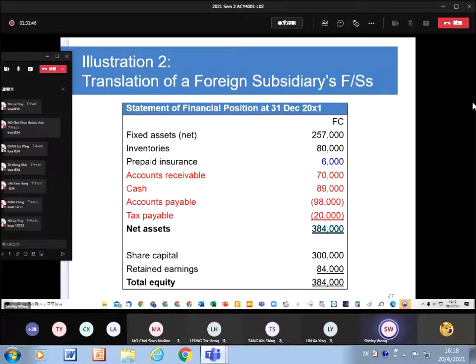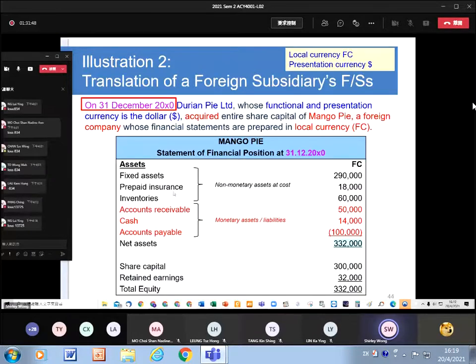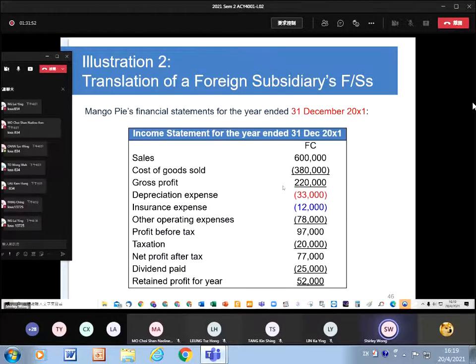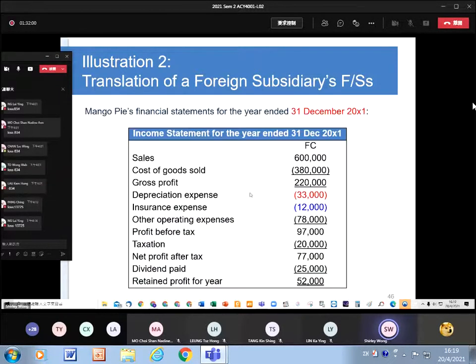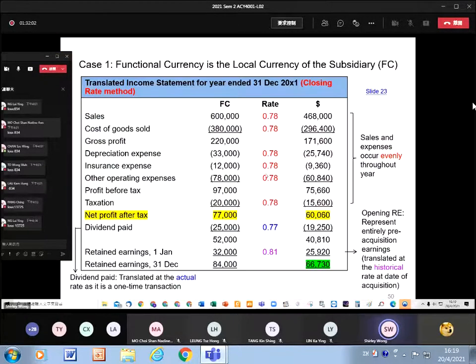Remember this question? We have the prepay insurance at the beginning, that is at acquisition date, 18,000. And then during the year, we have utilized 12,000. When you utilize this 12,000, you are using the rate at the actual day, actual rate. Okay, so this insurance we use actual rate.